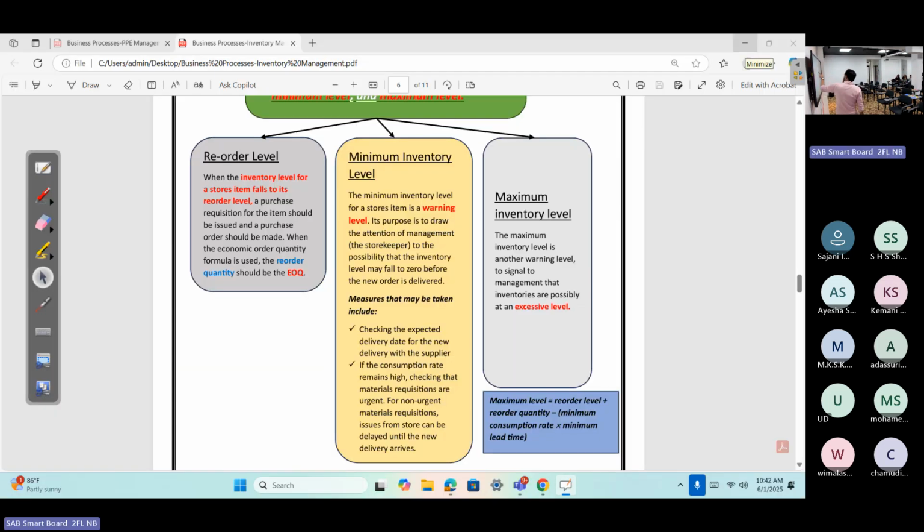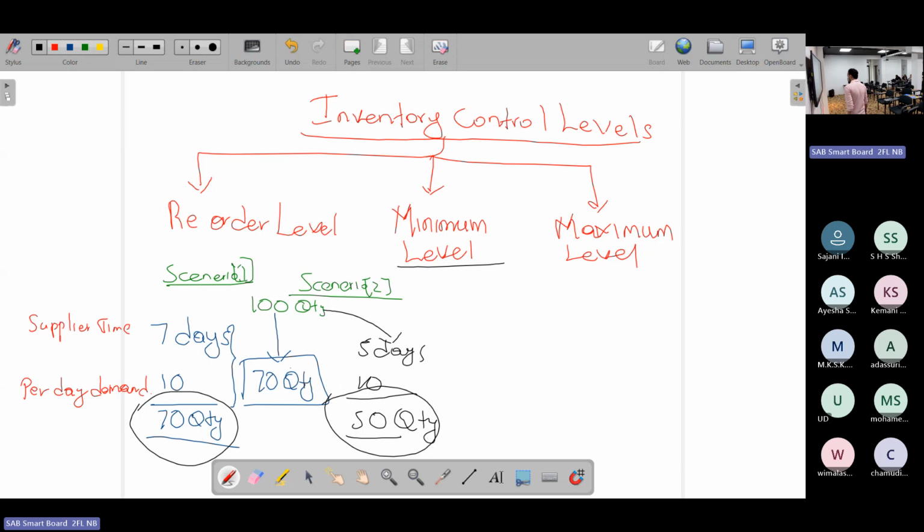When the inventory level for the stores item falls to its reorder level, a purchase requisition for the item should be issued and a purchase order should be made. When the economic order quantity formula is used, the reorder quantity... Don't get misunderstood and don't get confused. Reorder quantity and reorder level are not the same. Confusion? Yes, this is called reorder level.